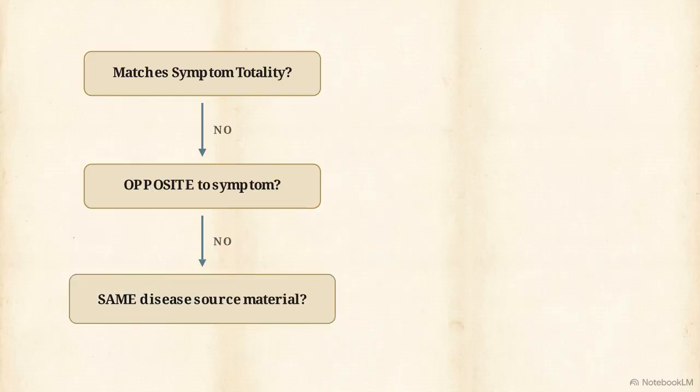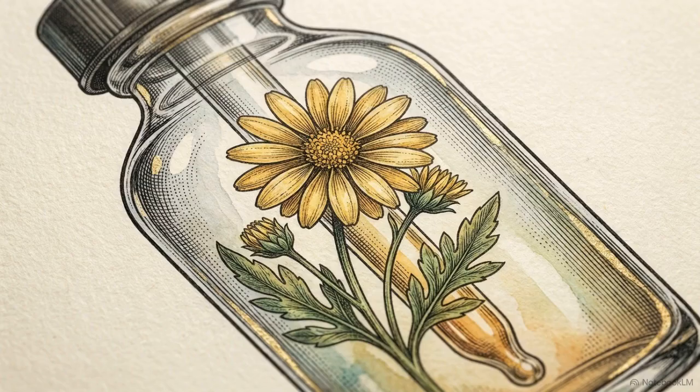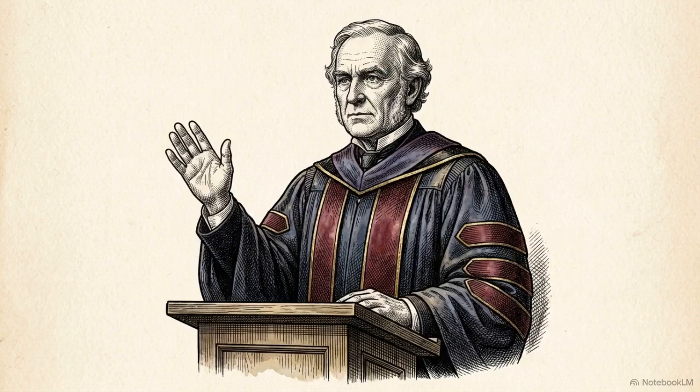We can pose another hypothetical for our rhinitis case. What if the practitioner prescribed the exact crude allergen, like unpotentized pollen, hoping to neutralize the disease? This logic is classified as isopathy. It relies strictly on a same-source relationship.